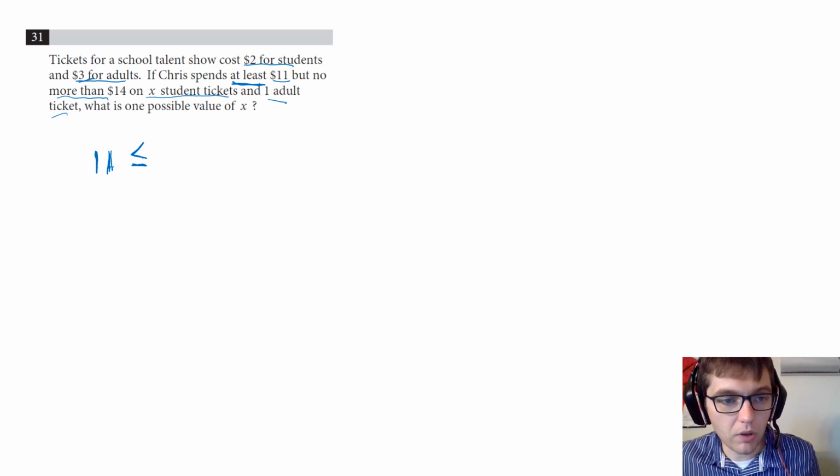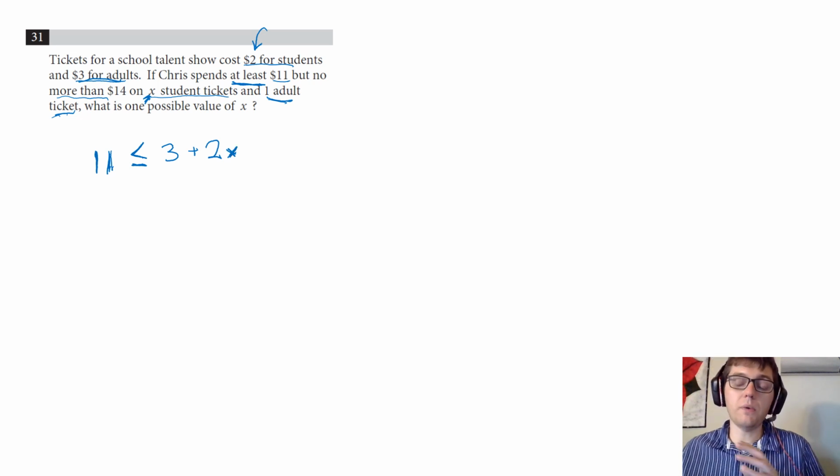So he bought one adult ticket and it was $3. So you know he spent $3 on that adult ticket plus $2 per student ticket. So he spent $2 per ticket with x number of tickets bought. Okay, so you can go ahead without using any other information. You know that 11 is less than or equal to this. So go ahead, just solve this inequality.